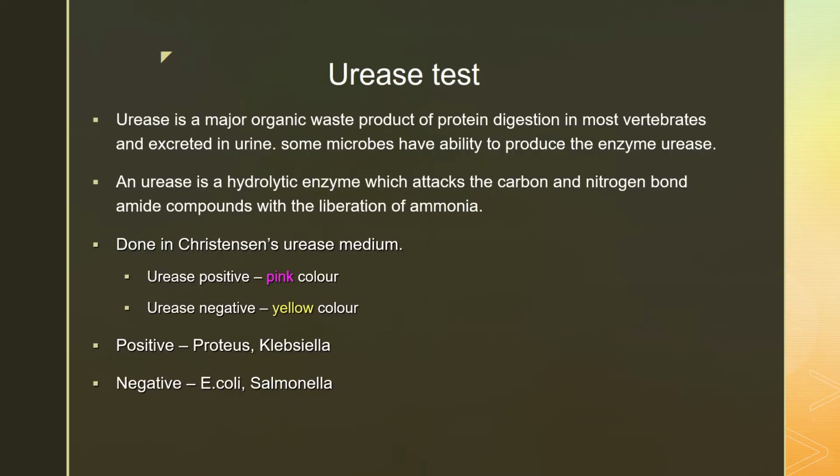Second is urease test. Urea is a major organic waste product of the protein digestion in most vertebrates and is excreted in the urine. And some microbes have the ability to produce the enzyme urease. Urease is a hydrolytic enzyme which attacks the carbon and nitrogen bond of amide compounds with the liberation of ammonia. This test will be performed in the Christensen's urease medium.